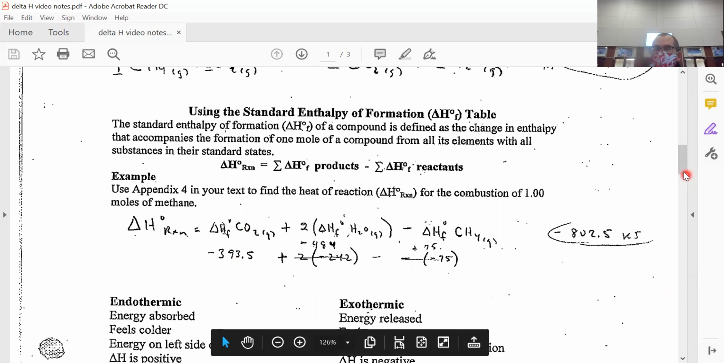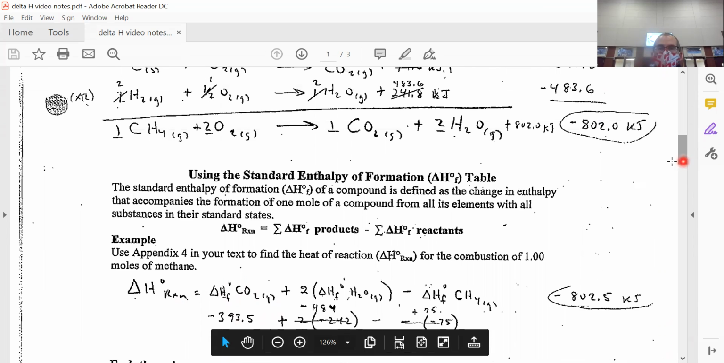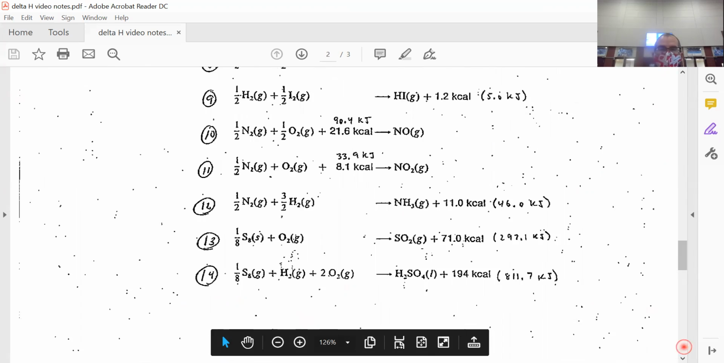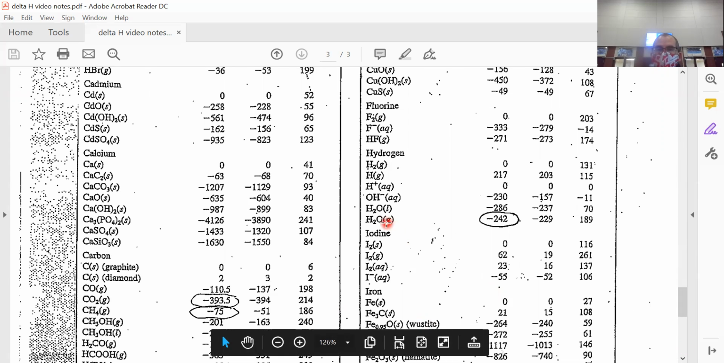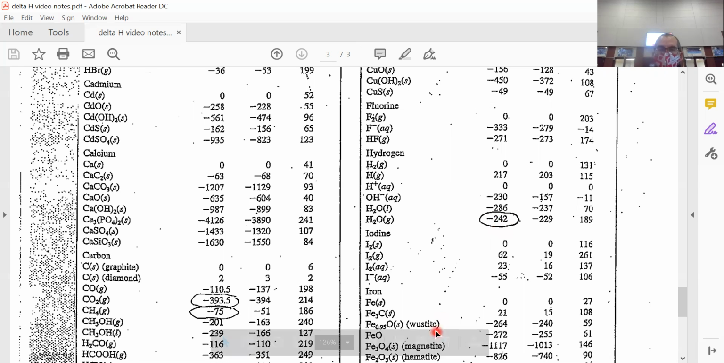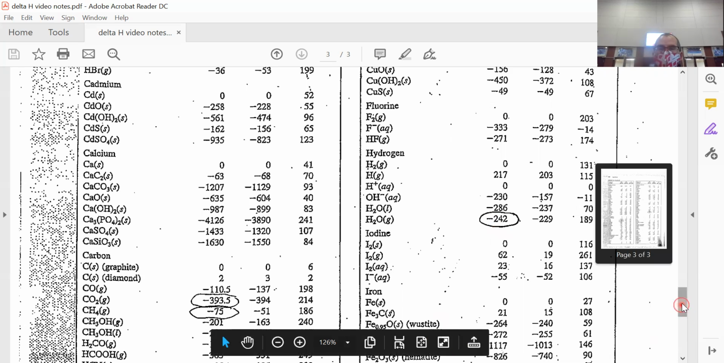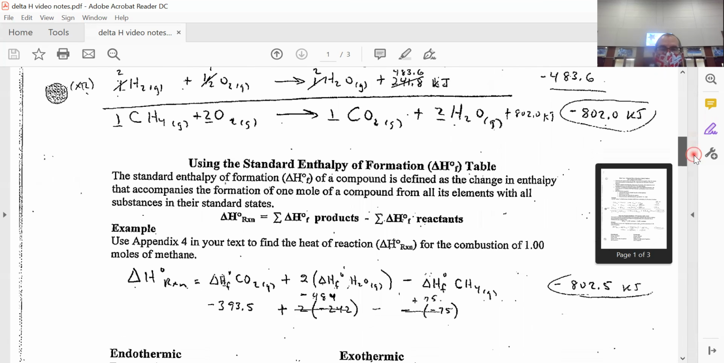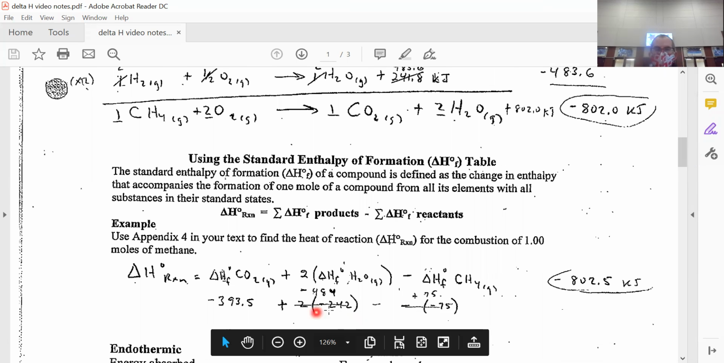Now I know in my equation, I have 2H2O. So I'm going to have to take 2 times the heat of formation of water. All right, so again, I go to that table. I look over here, it's water as a gas, not as a liquid, so you want to make sure to take the right thing. I get the negative 242. However, I have 2 of them, so I'm going to have to double it, and notice it was negative, so I have to do 2 times negative 242, which gives me negative 484.